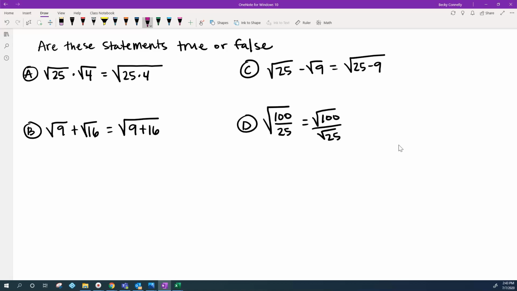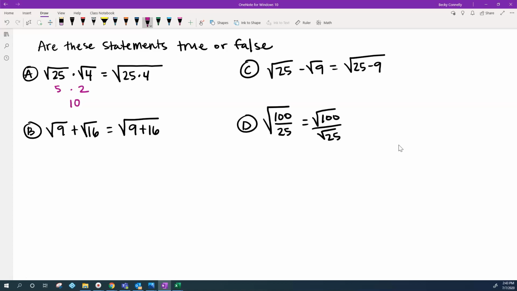Okay, so if we're looking at this first statement, it's saying if we multiply these radicals together separately, right? So we'll take the square root of them first and then multiply together is what the left side is saying. So the square root of 25 is 5, and the square root of 4 is 2, and so that gives us 10 on this side.